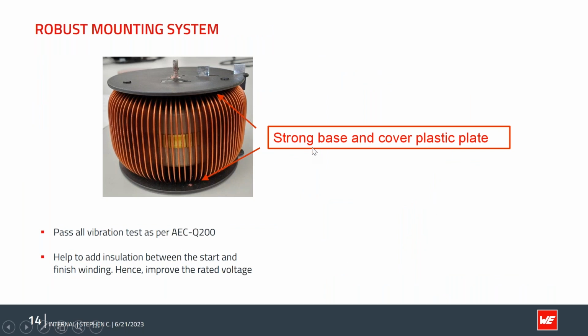So here is a closer look again, which you can see we put a strong base and a cover plate. What I like to highlight here is that this unique plastic base and cover provide enough protection to pass the AEC-Q200 vibration testing. Besides protecting the parts from vibration, it helps to add insulation between the start and finish of the winding, resulting in an improved rated voltage. Also, the plastic-based design helps with easy mounting to the PCB. Customers do not need to spend time worrying about how to reliably mount these large parts onto their boards.